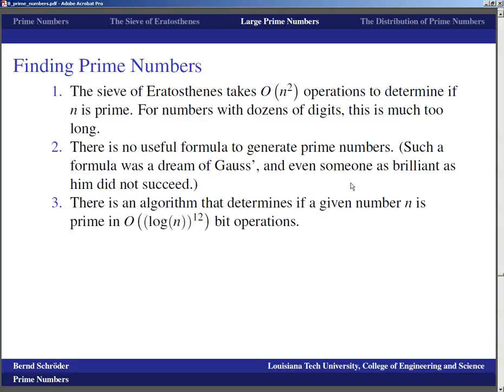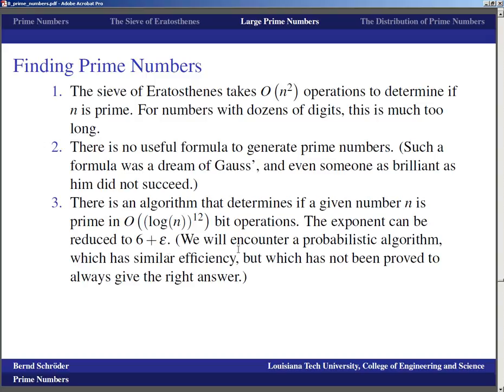but even someone as brilliant as Gauss did not succeed. There is an algorithm that determines if a given number n is prime in capital O of log n to the 12th bit operations, and that's pretty fast, right? Because log is small even if you raise it to the 12th, and the exponent can be reduced to 6 plus epsilon. And we will encounter in this course a probabilistic algorithm that has similar efficiency, but that algorithm hasn't been proved to always give the right answer.